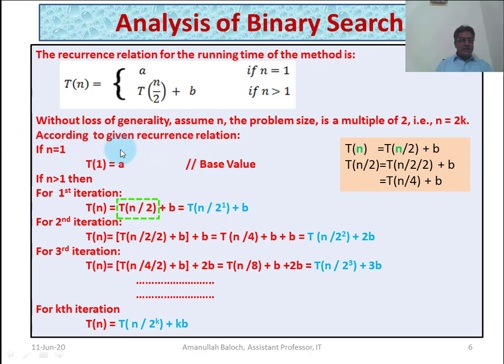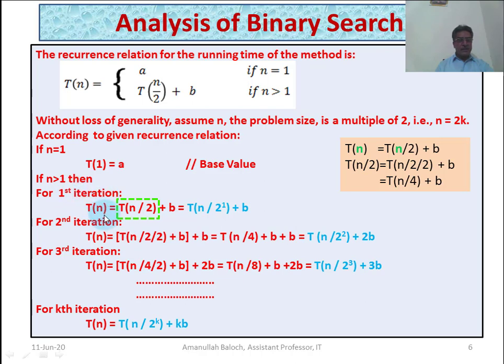According to the given recurrence relation, if n is equal to 1, T of 1 is equal to a. If there is only one element, 1 can be written as 2 to the power 0. So if there is only one element, then T of 1 will be equal to the constant time, which we have already discussed in the recurrence relation, that is equal to a. And if n is greater than 1, then it will execute again and again this recurrence relation or expression, and we will find the running time of the algorithm.